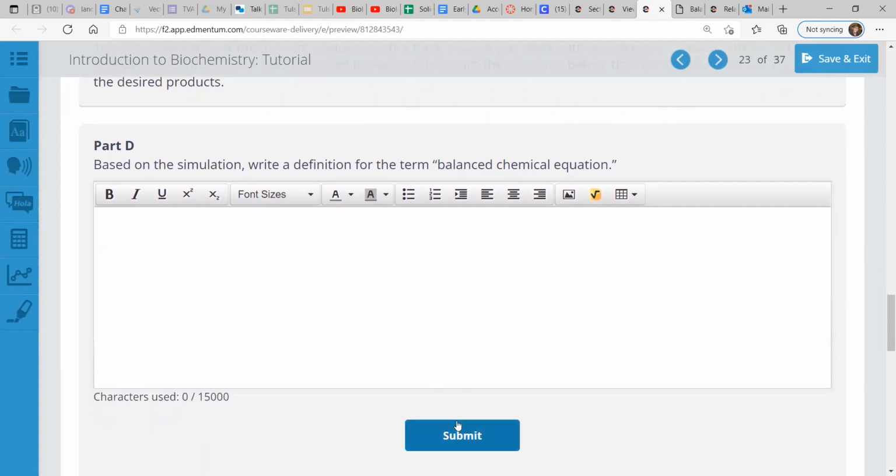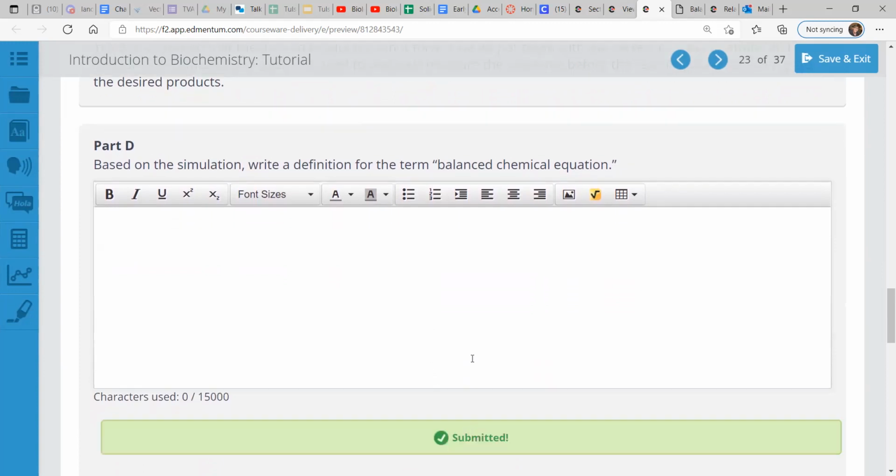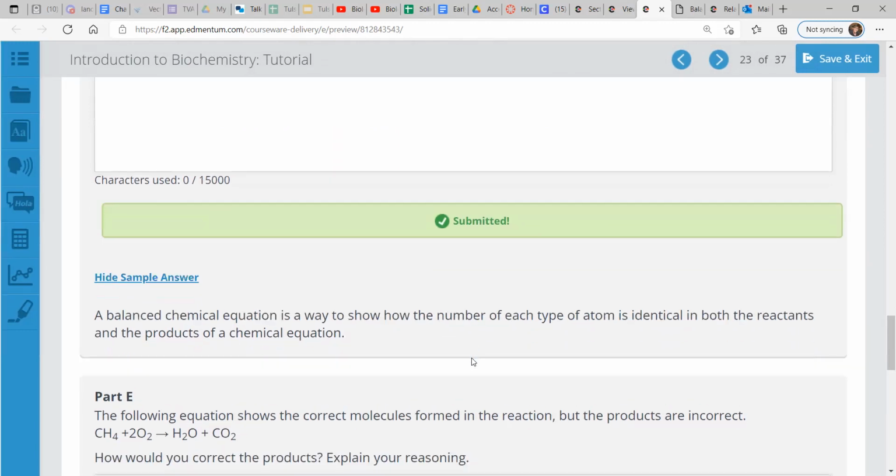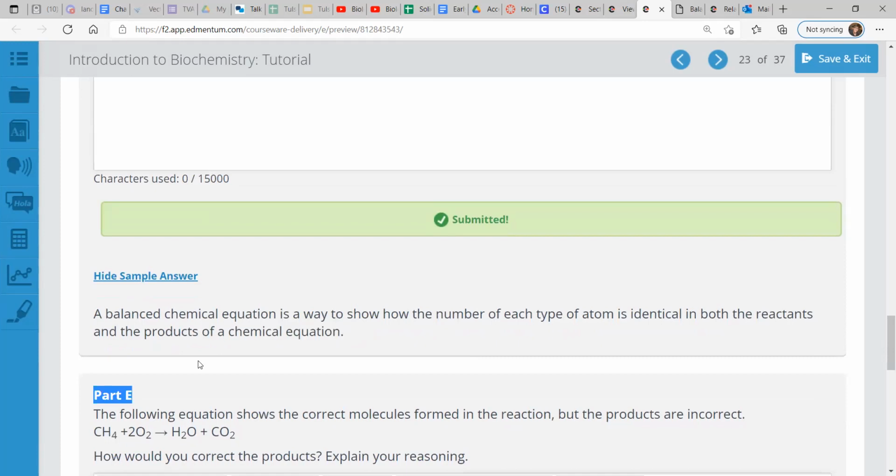Based on the simulation, write a definition for the term balanced chemical equation. I think it's really intuitive, but it's a way to show how the number of each type of atom is identical in both the reactants and the products of a chemical equation. That's the example here.